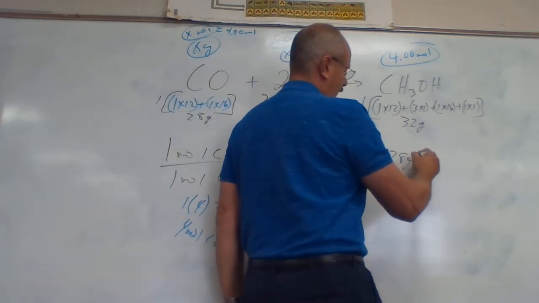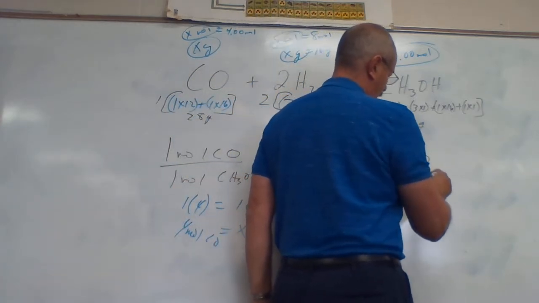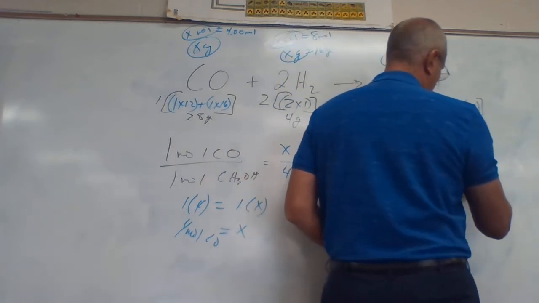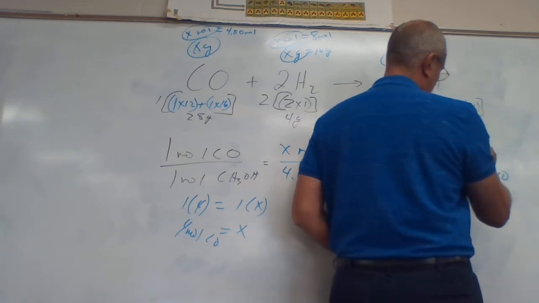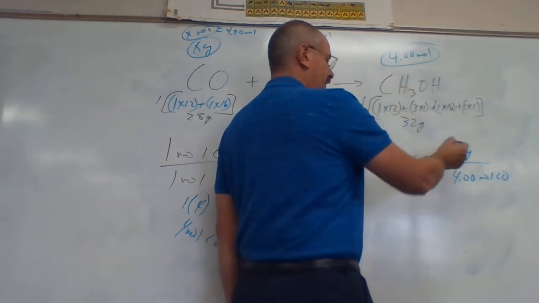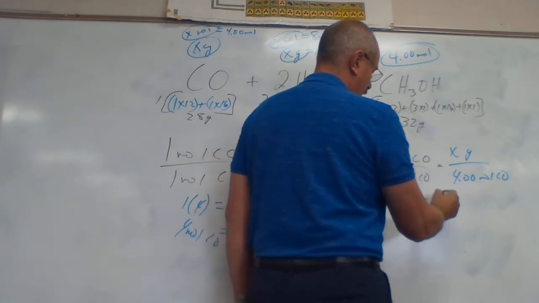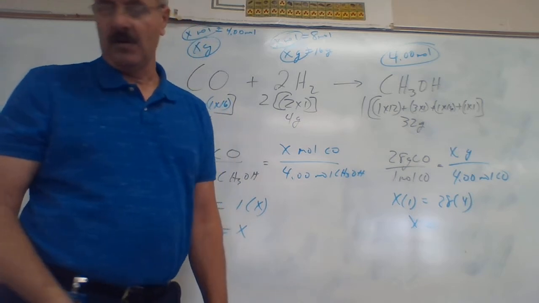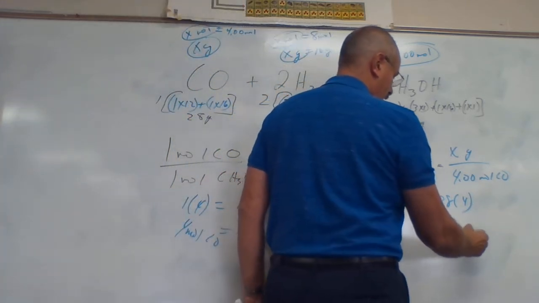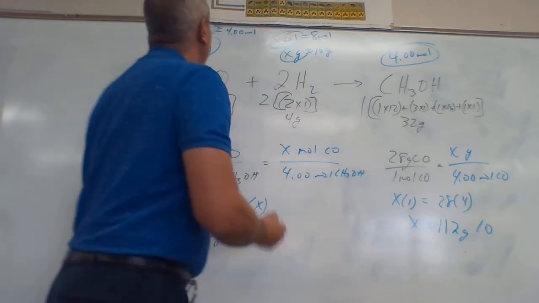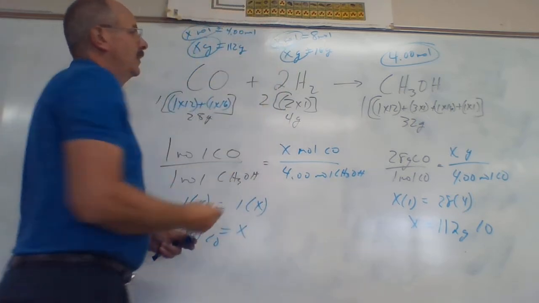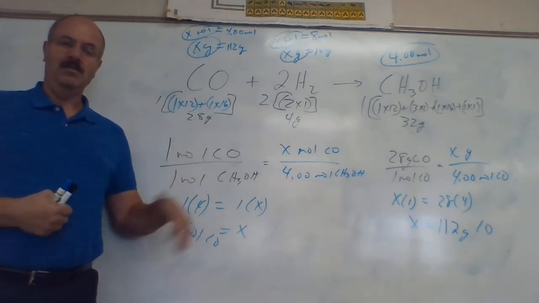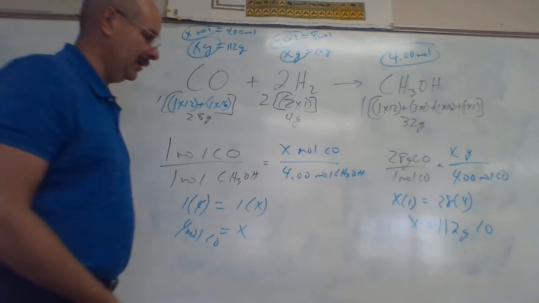So 28 grams of CO is 1 mole of CO. But I don't have 1 mole, I've got 4 moles over there. So I've got 4.0 moles of CO, I want to know X grams. So cross multiply: X times 1 equals 28 times 4. And X ends up equaling 112 grams of CO. So now we know that this is 112 grams. Whew. Finally got to the end of that answer. That was letter B. Wow, that's a lot of work. All right, so now let's do letter C.